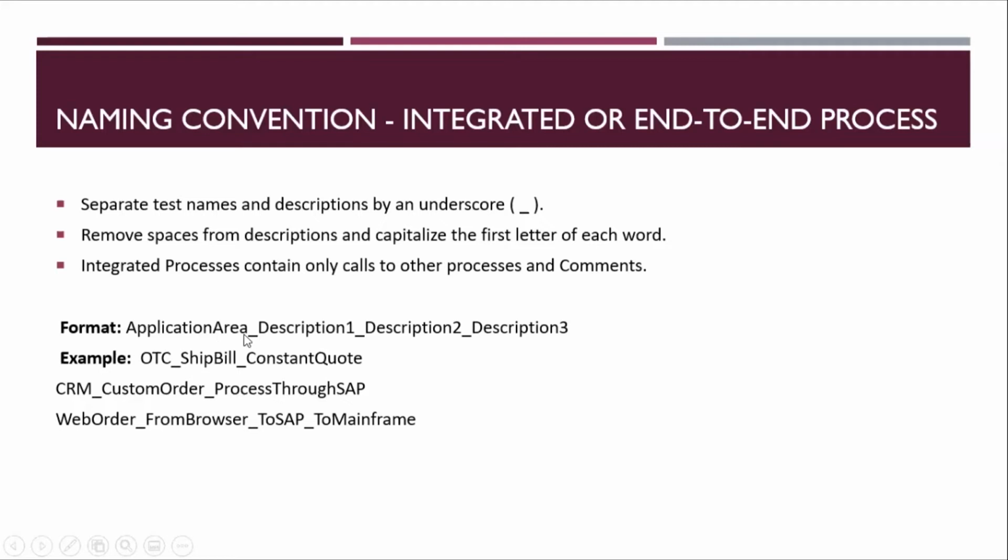So we have application area underscore description. However many descriptions you have, you can add them on. And if you have different countries, then you have to mention it here, like OTC underscore ship bill underscore country code. If you have India as a separate country, and you want the same thing for a different country, US underscore US, you can mention. And we use camel casing and no spaces.